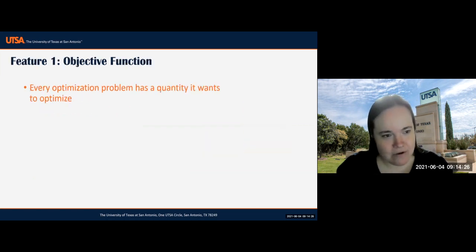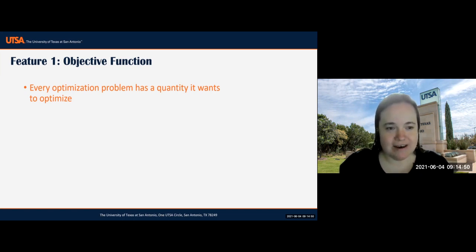Let's start with characterizing these problems, because I really think that you can characterize all of them with just about three features. They're going to have different implementations of these three features, and given those, you can label just about every optimization problem.